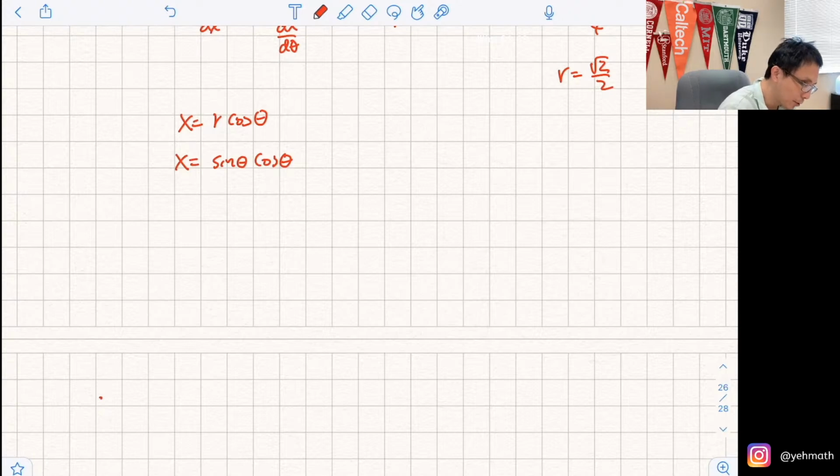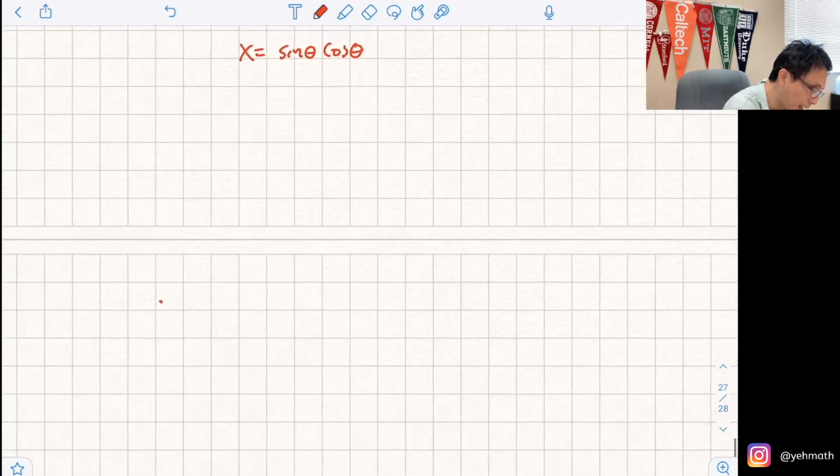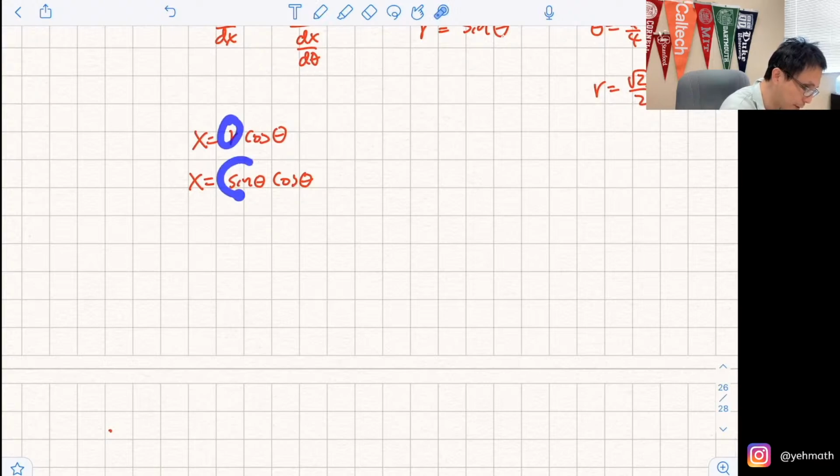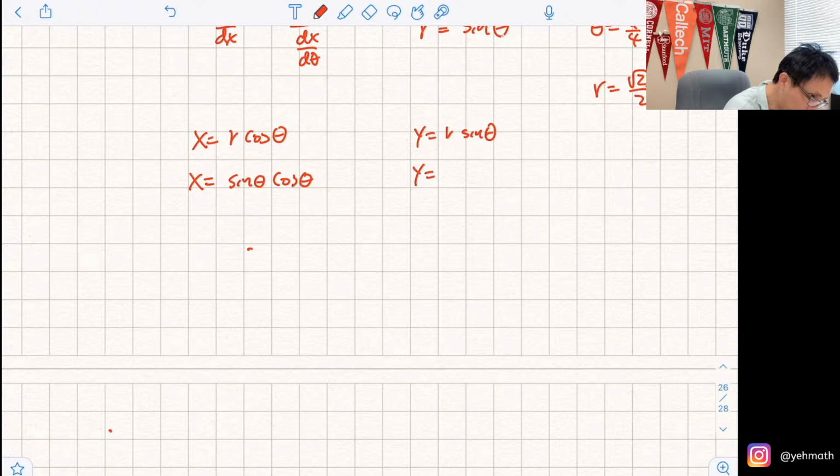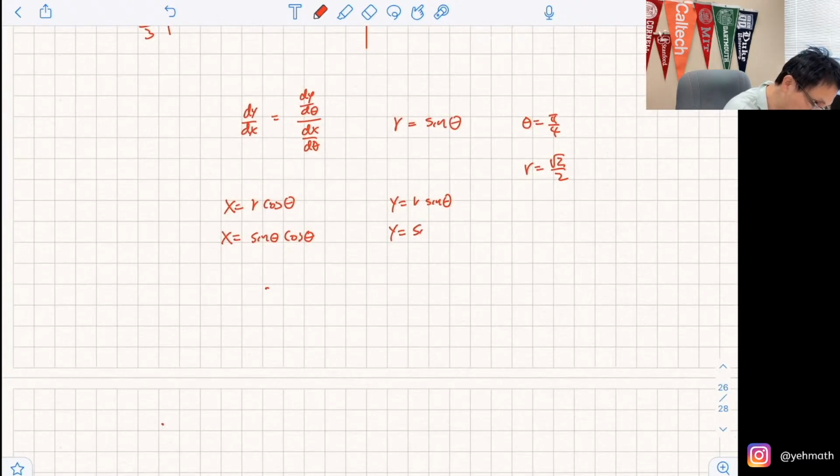So we can try it. Do you understand why I changed it? So this r is equal to sine of theta, right? And then we got an x part of the thing. So we can take dx d theta here. Now, what happens if y equals r sine theta? Now, y is equal to r times sine theta, which is sine theta times sine theta. So y is equal to sine squared theta. So what I'm going to do is take a derivative, dx d theta.